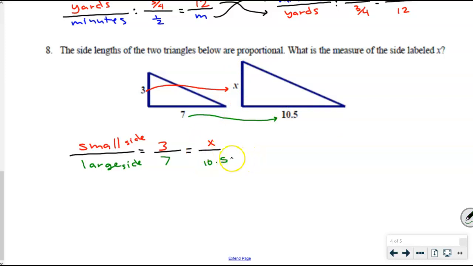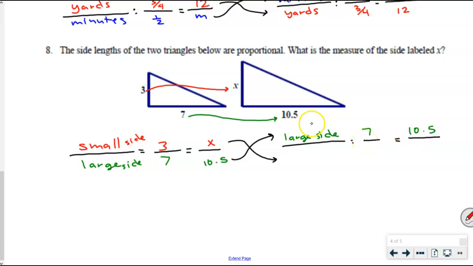So of course, I can always reverse that, turn it to its reciprocal, where I am going to have the large side, which was 7 and 10.5. Since I color code, I sometimes work a little bit ahead like that. A ratio equal to a ratio. And the small side is 3 and x.